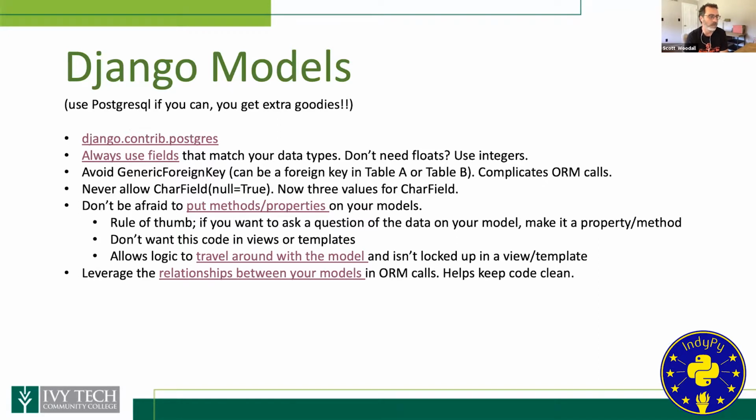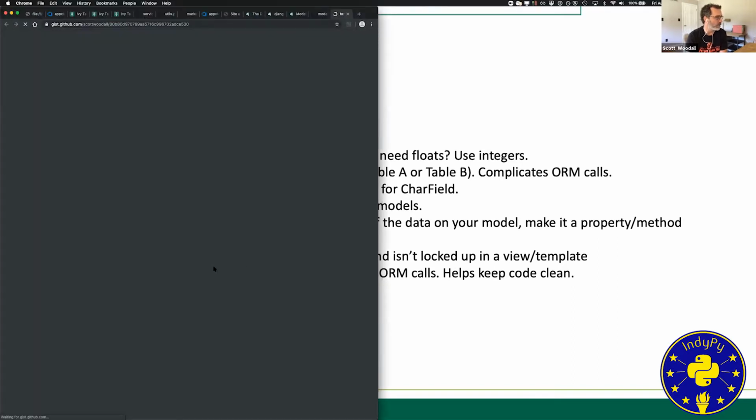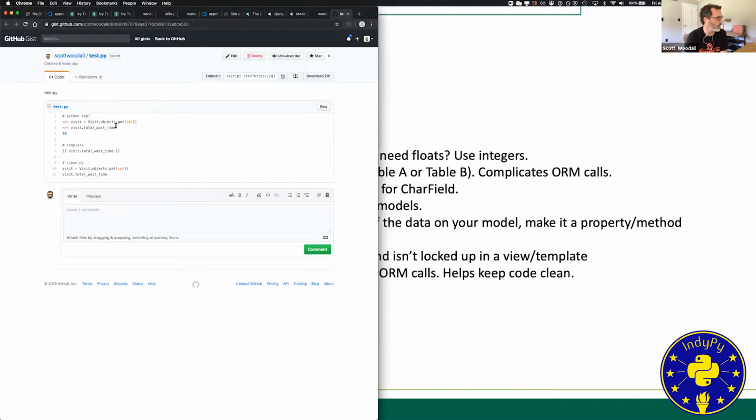So don't be afraid to stick stuff on the model. I guess this kind of demonstrates that point. Here we have total wait time as a property on our model. We get the visit object, and there it is, visit total wait time. Because we define this on the model, we can access it in the template, and we can also access it in a view. So a view, a template, and the Python REPL, that same property is available in all three places, and that's what we're looking for.